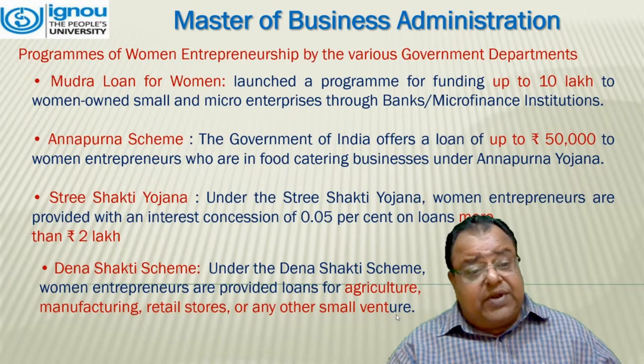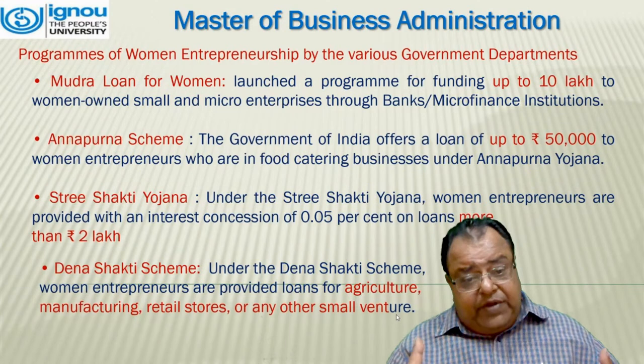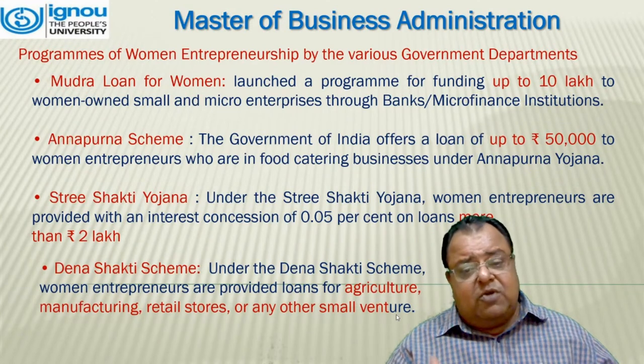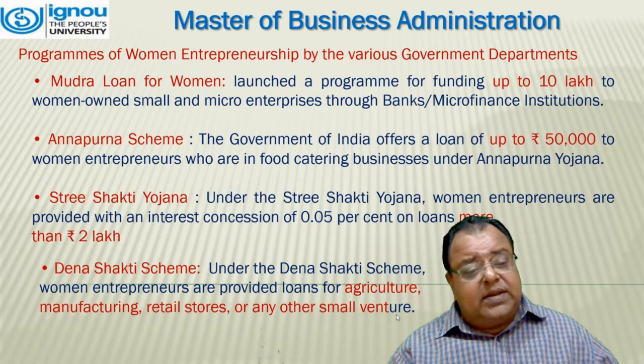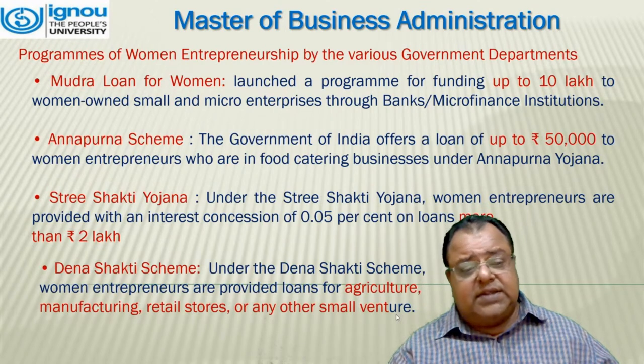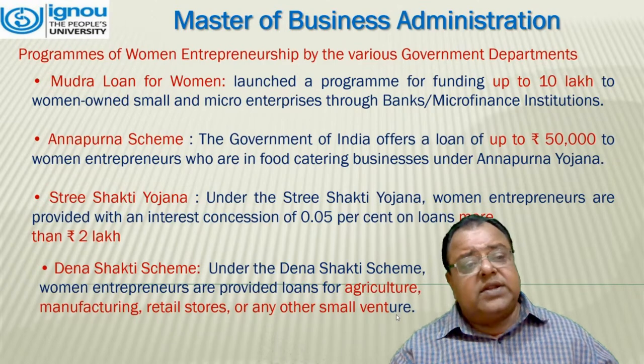Third one is the Stree Shakti Yojana. Under the Stree Shakti Yojana, women entrepreneurs are provided with an interest concession of 0.05% on loans of more than 2 lakh rupees. Then the fourth one is the Dena Shakti Scheme. Under the Dena Shakti Scheme, women entrepreneurs are provided loans for agriculture, manufacturing, retail stores, or any other small business.